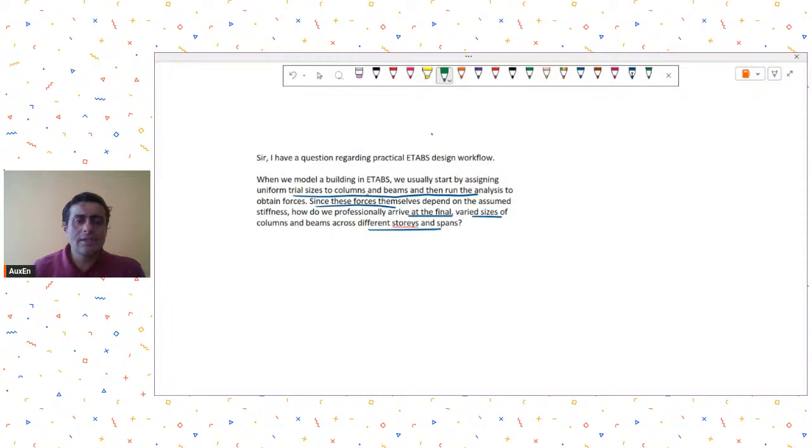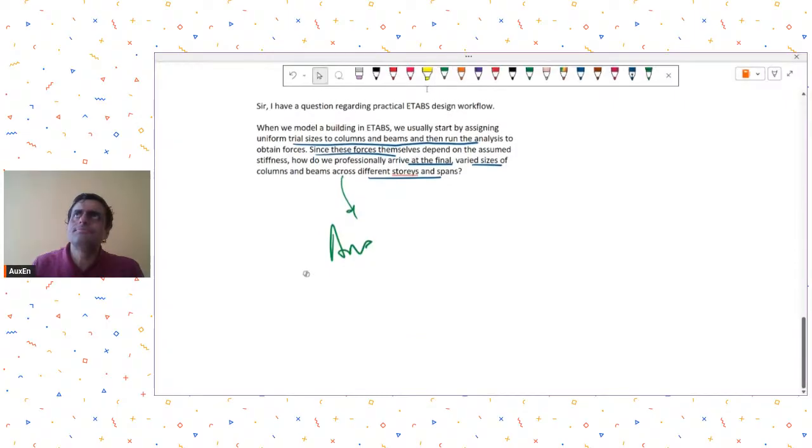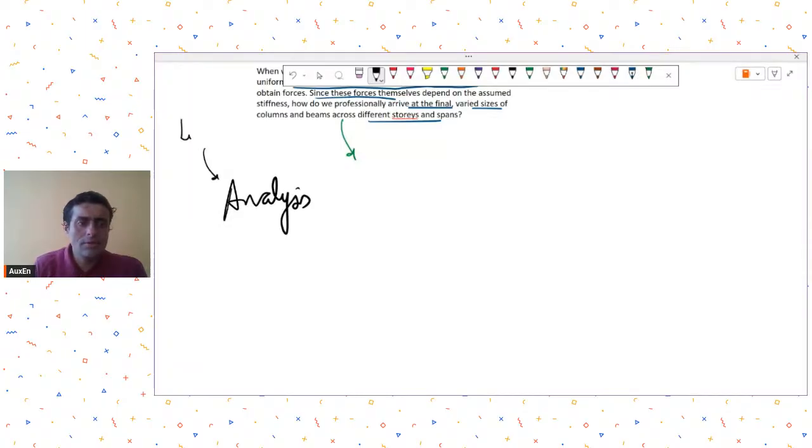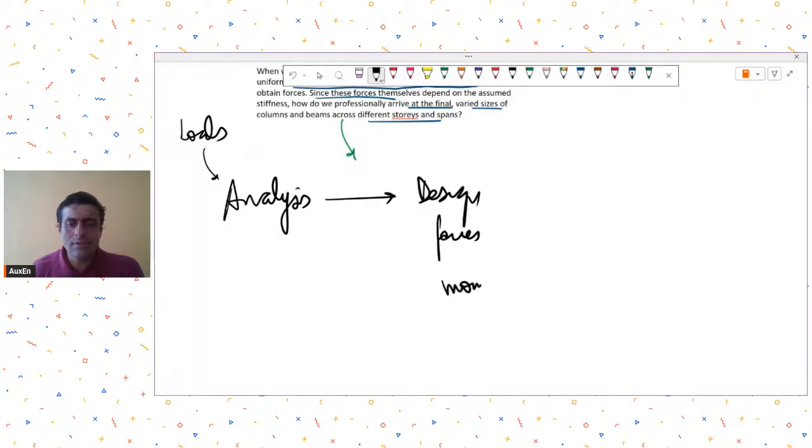So what he's asking is a very practical question. What is our end goal of performing, let's say, design? What is the end goal of performing design? That we want to do the analysis for given loads, and as per analysis we want to find out the design forces, moments, etc. And from this we want to finalize the sizes, isn't it?